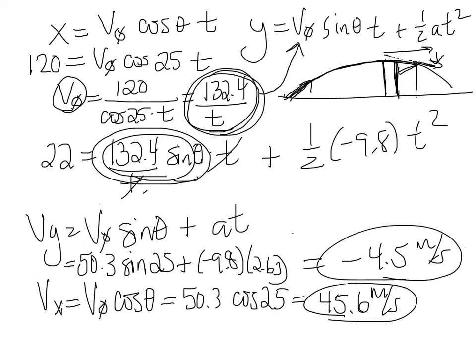Okay, so now what are we going to do when I have v sub y and v sub x for that point? I'm going to put them together. I'm going to do the Pythagorean theorem. I'm going to go negative 4.5 squared plus 45.6 squared and take the square root of it, and you're going to get 45.8 meters per second, the instantaneous velocity at that point. The end.